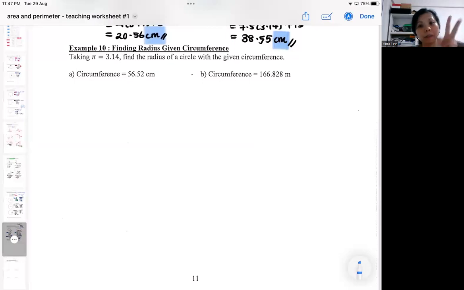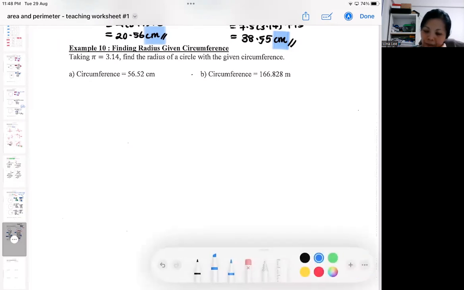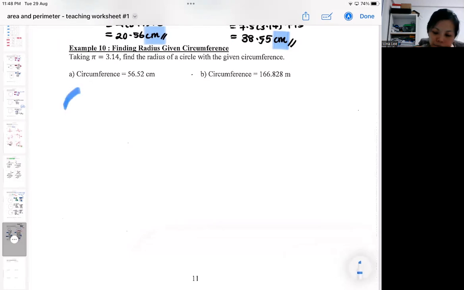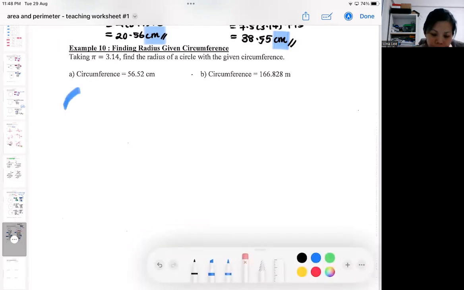In this example, we are going to try to find the radius given either the circumference or the area. I'll be showing you three parts of the question, and you're supposed to try to complete them. It helps if you draw a diagram. For example, here I'm going to show you A, and later on you've got to complete B.